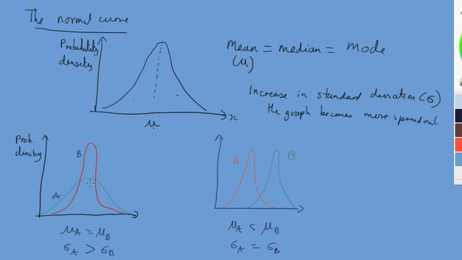And always remember that the area under the normal curve is always equal to 1. It's just the shapes will change, but they all have the same area under them. So I hope that makes sense.